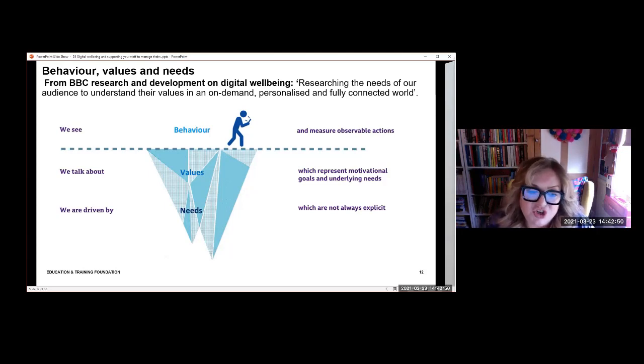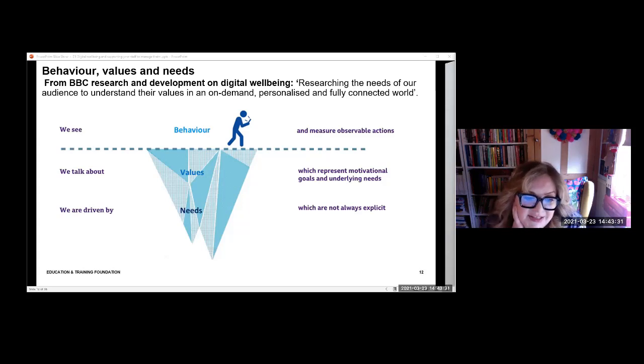The BBC's mission is to enable the BBC to put human values at the heart of delivering public service value, which could be transferred to what we do, human values, public service values, meeting the two. And with that in mind, they've been doing some research about behaviour, values and needs, researching the needs of their audience to understand the values in an on-demand, personalised and fully connected world. So obviously they're talking about what they supply, what they're involved with, but it could just as easily be transferred.